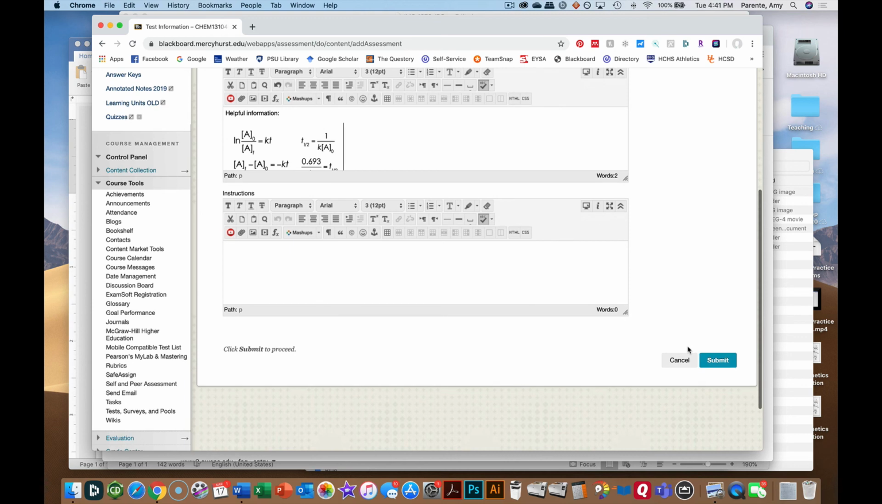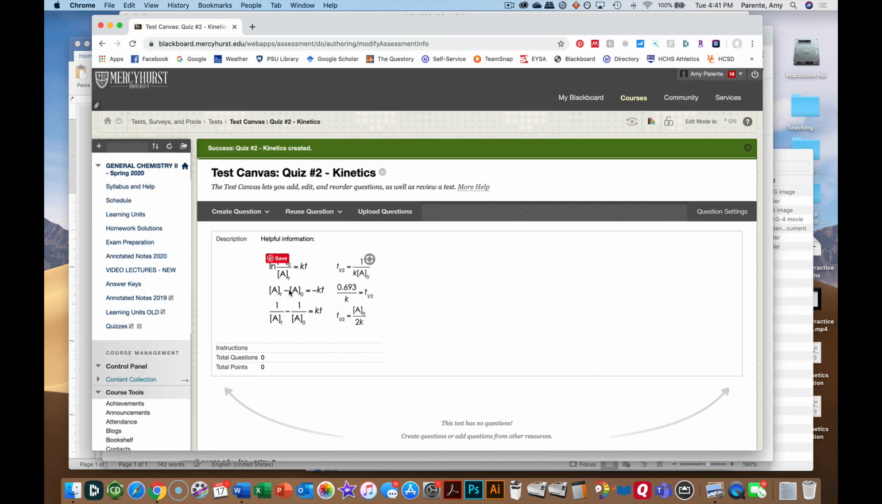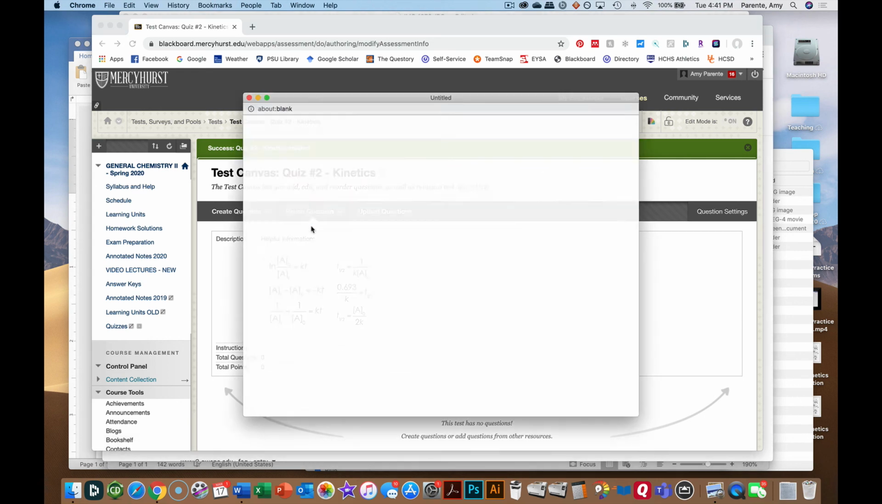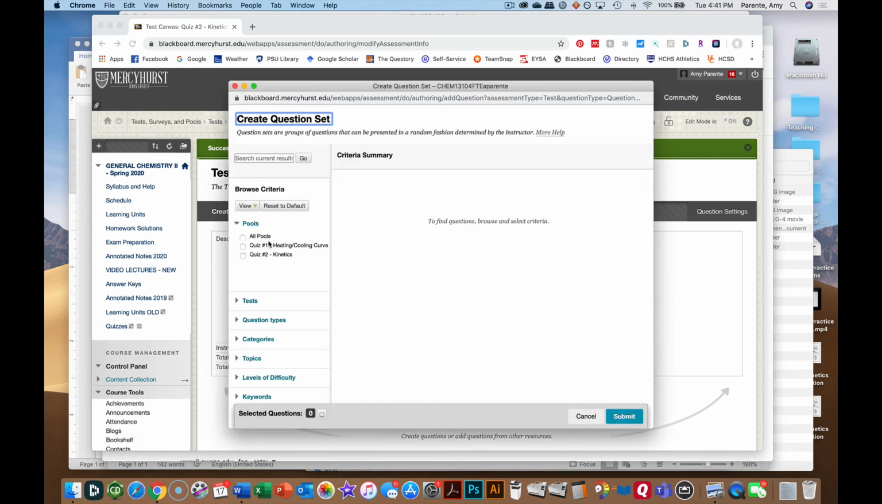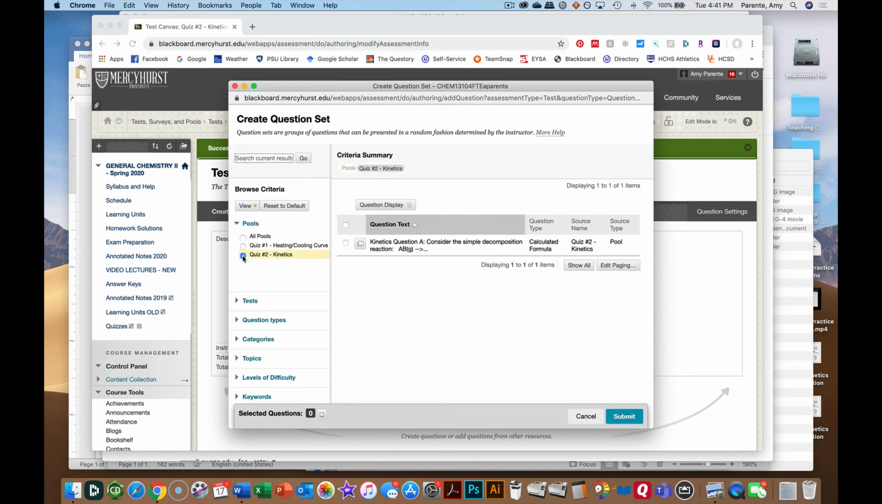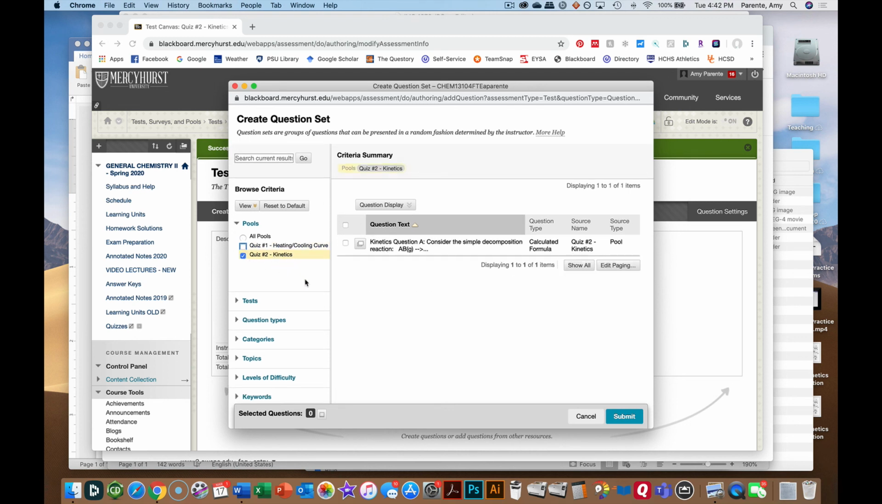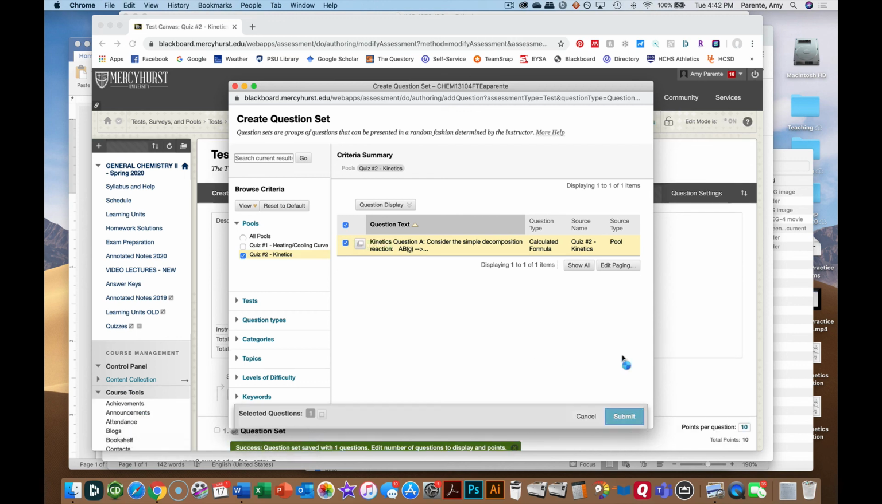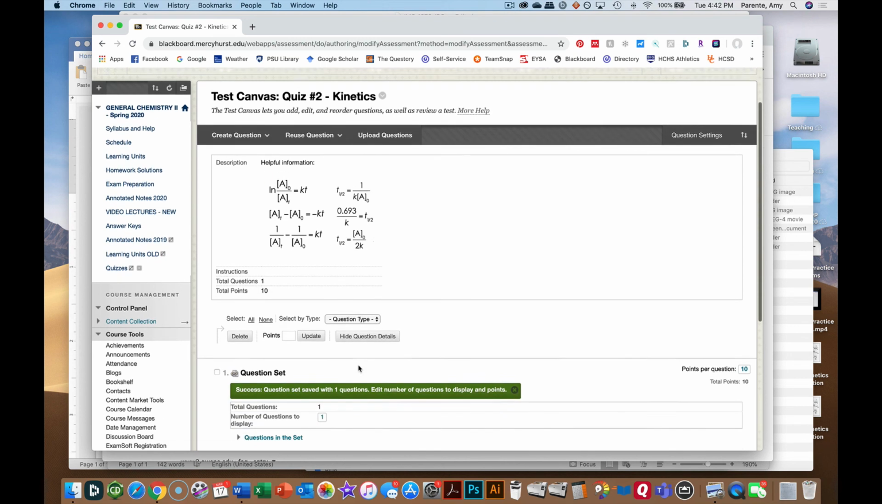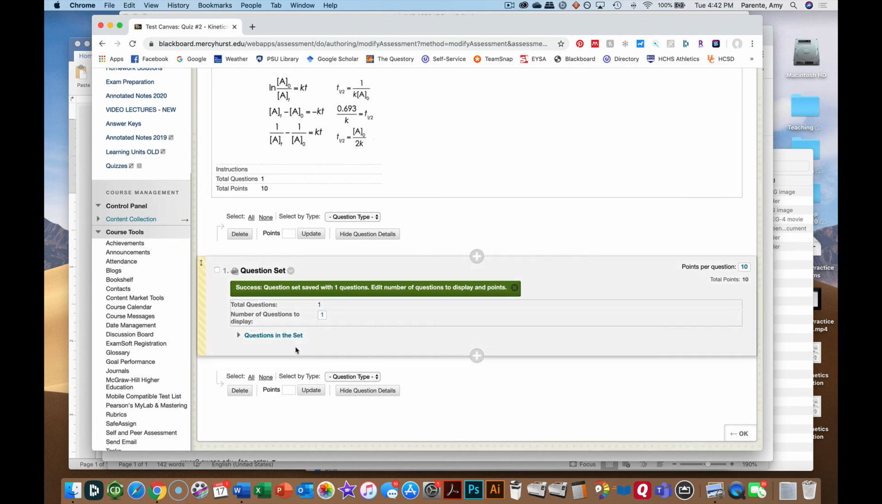So again, we're going to have this helpful information there. Right now there are no questions yet, so I have to add a question in. I'm going to reuse questions from a question set. Again, all my pools are listed here. I'm going to choose this kinetics one, and it's going to show up here. Now, if I had selected those two, my previous heating and cooling curve questions would come up. But again, I'm only going to pick a question from my kinetics pool. Here's the one that we just did. So let's select that, and we'll submit it. And so that question is now part of the test.